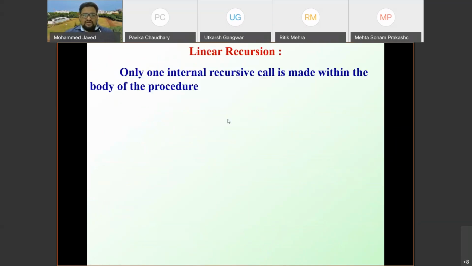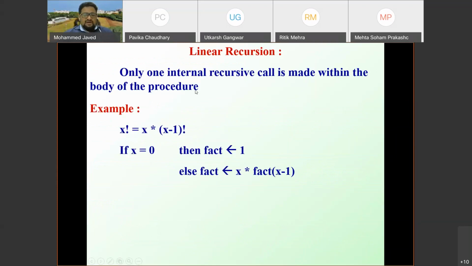So what is linear recursion? Only one internal recursive call is made within the body of the procedure. For example, let us consider finding the factorial of a number, x factorial. How do we usually write it recursively? We write x factorial is equal to x into (x minus 1) factorial.